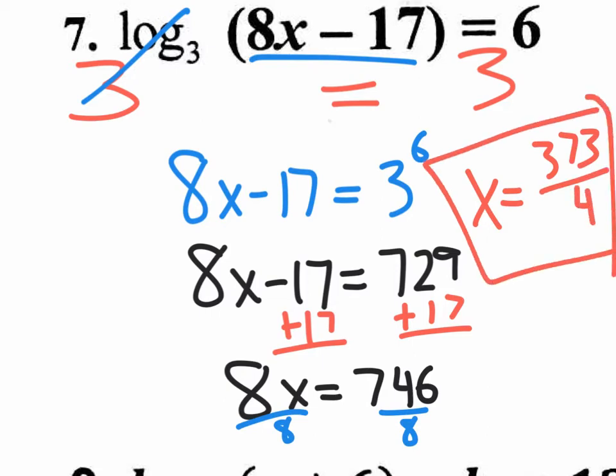Now, ladies and gentlemen, keep in mind that this is a practice test that I made. I changed the values. My answers didn't come out that nice. I tried to make them nice. I wasn't able to. So it comes out to be 93 and 1/4. Yeah, if you change that to a mixed fraction, that's totally fine.